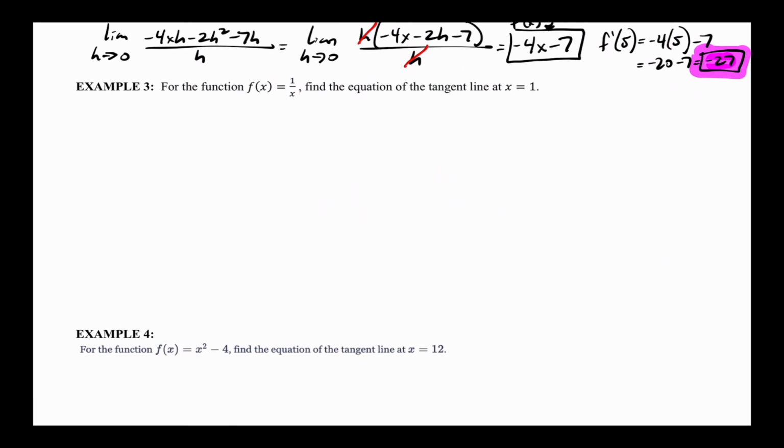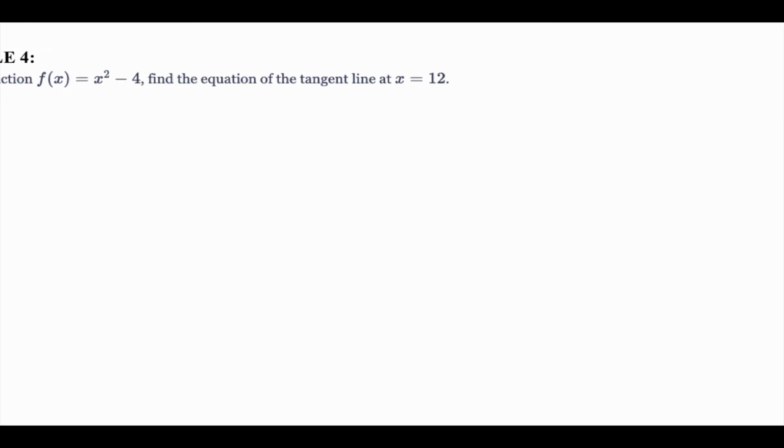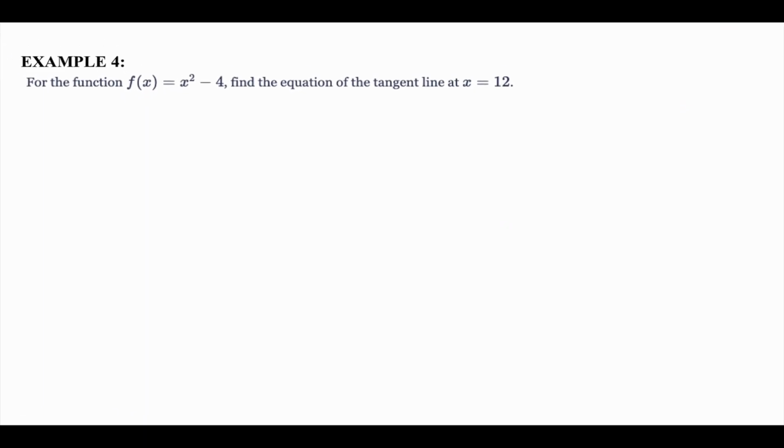Example number 3. Actually, you know what? Skip number 3. Let's do number 4 real quick. I want you to do number 4 because I think number 4 is a little easier than number 3. So do number 4 right now on your own. Wait, no. Find the slope. Don't worry about the equation part yet. We'll do that part together.